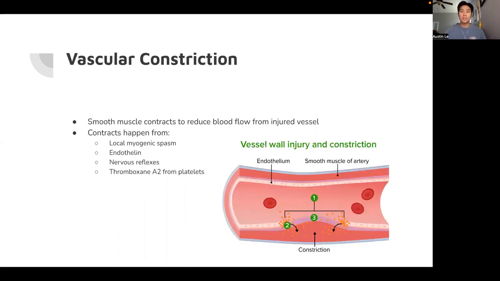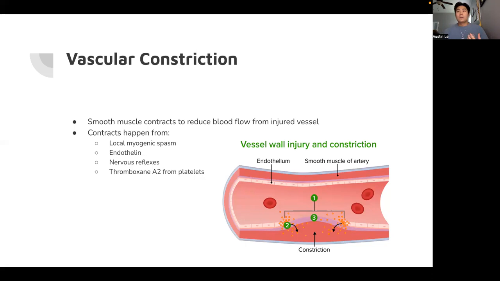Vascular constriction is when the smooth muscle contracts to reduce the blood flow of the injured vessel. For example, this is our injured vessel, and if our smooth muscle contracts after an injury, blood will slow down and can't flow as smoothly as this. It doesn't just keep flowing and pumping through.